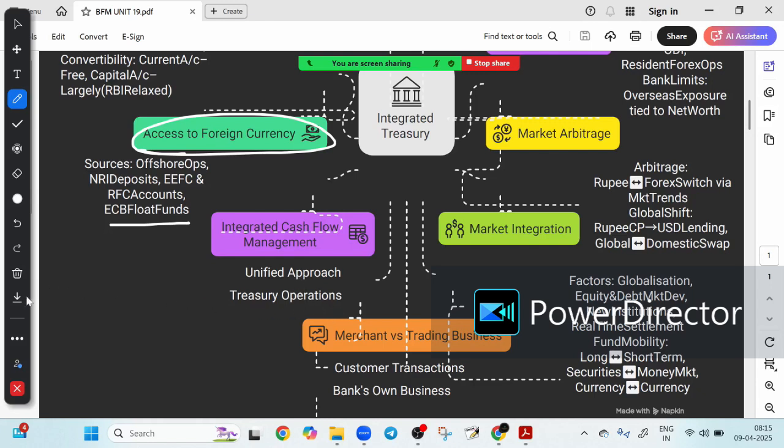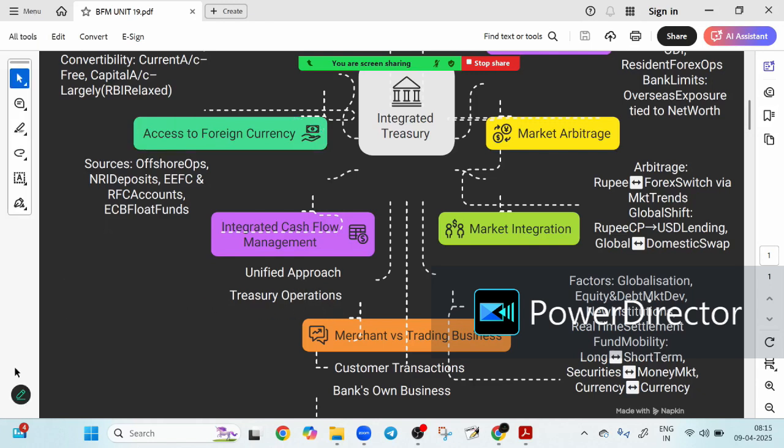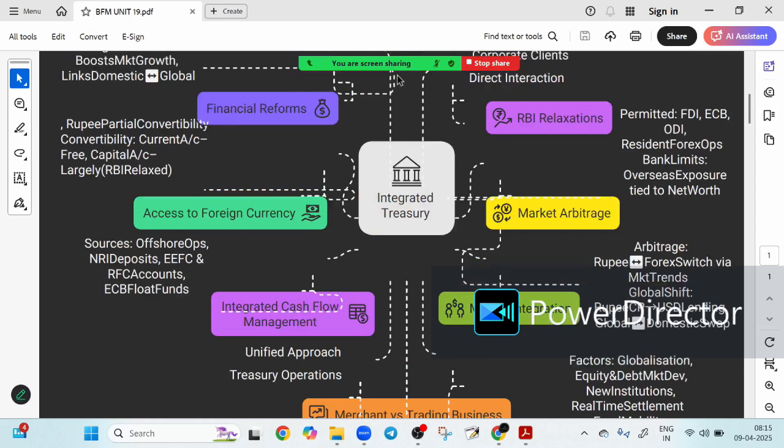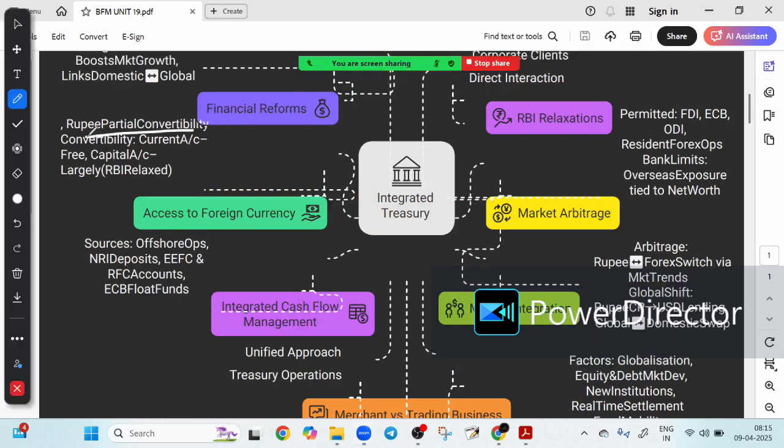If you look at the financial reform, so friends, what is the financial reform all about? As you can see here, there is something called rupee partial convertibility. Financial reform plays a supporting role here. With partial convertibility of the rupee and liberalized capital and current account regulation, RBI has opened up treasury for a broader global playground. So remember, rupee is always partially convertible, and current account is freely convertible, capital account is relaxed, right? Largely RBI relaxed. So RBI has opened up the treasury for a broader global playground.